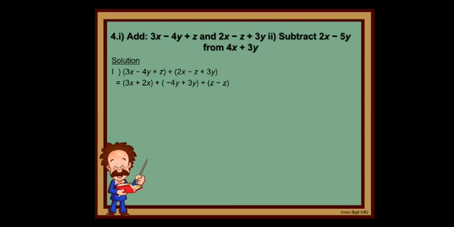So what do we have to do first? We have to group the like terms. Then we have to add the like terms. While adding like terms, we have to add only the numerical coefficients, then write the variable as it is.